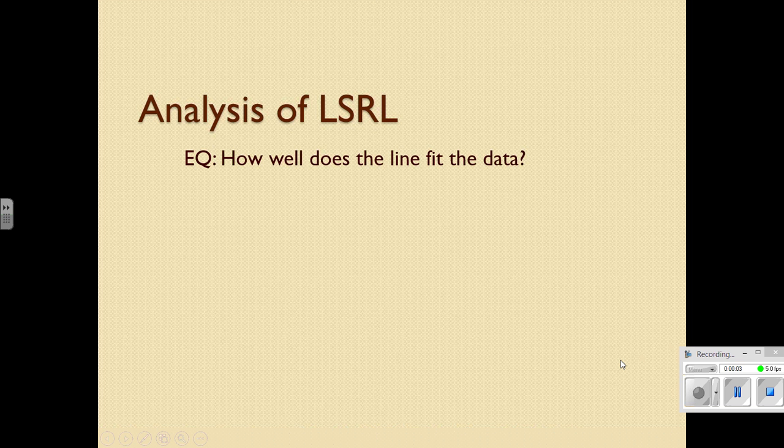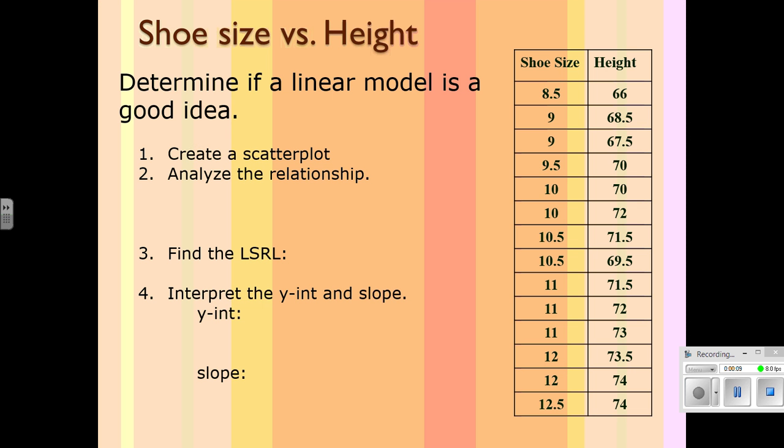So we'll take a look here at doing some analysis of the least squares regression line. In other words, how well does a line fit the data? So let's say we create a scatter plot with a shoe size and the height. If you take a moment, put the shoe size into list 1 and the height into list 2, and then go ahead and create a scatter plot with that. We can start to come up with some of the relationships, talk about the least squares regression line, and then start to interpret the slope and the y-intercept.